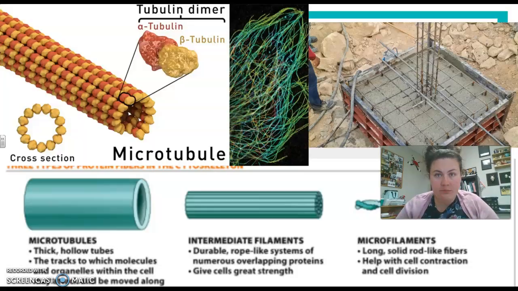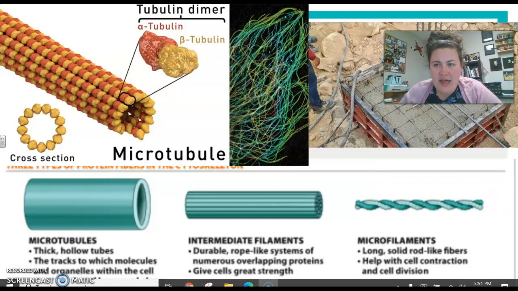Thankfully, because your book goes into it in excruciating detail, we're not super responsible for it. But there are different levels of cytoskeleton, and they have different functions, and so we have microtubules, which are these big circle things. These are big, thick, hollow tubes. These help move things around within the cell, big structural components.